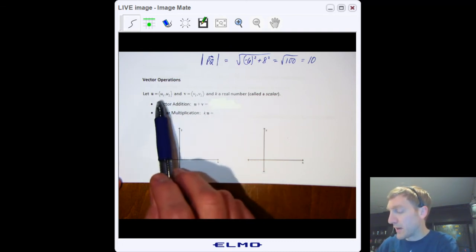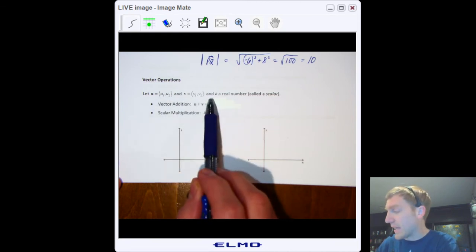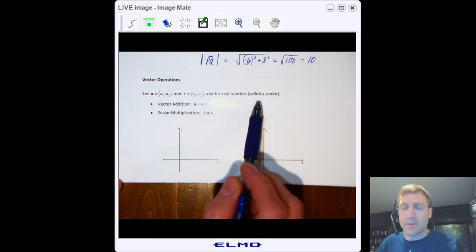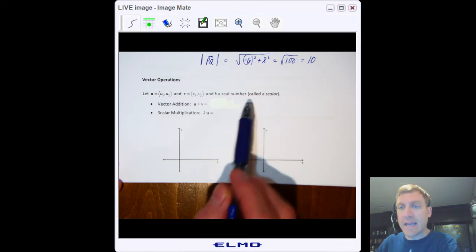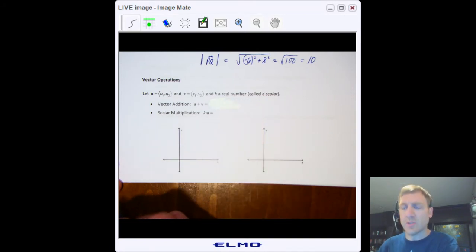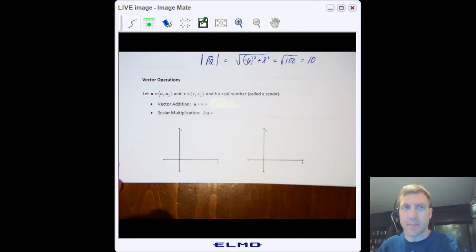Suppose you have 2 vectors. Vector u we will denote as u1, u2. Vector v we will denote as v1, v2. And k is a real number called a scalar, okay? In math, a scalar is some constant that you multiply by something. Usually you multiply a constant by a vector or a matrix or something like that.